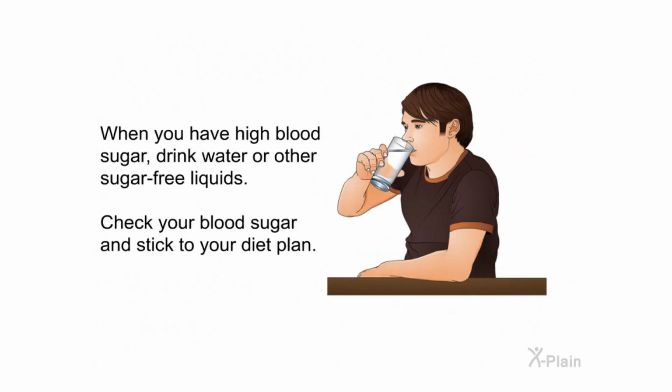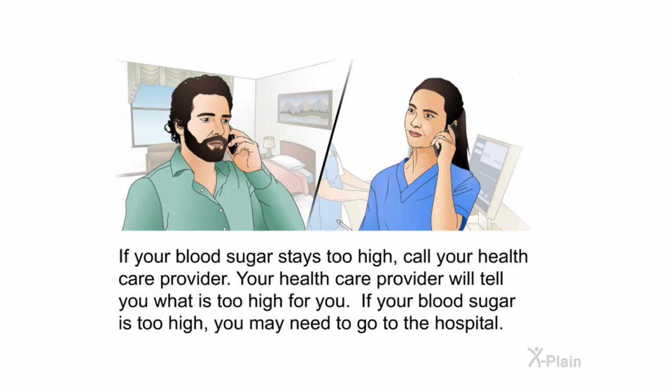When you have high blood sugar, drink water or other sugar-free liquids. Check your blood sugar and stick to your diet plan. If your blood sugar stays too high, call your healthcare provider. Your healthcare provider will tell you what is too high for you. If your blood sugar is too high, you may need to go to the hospital.